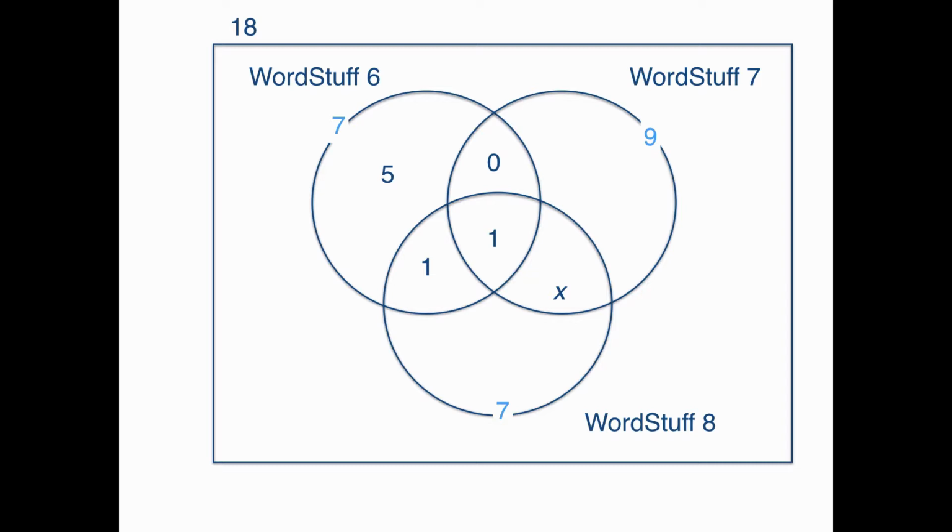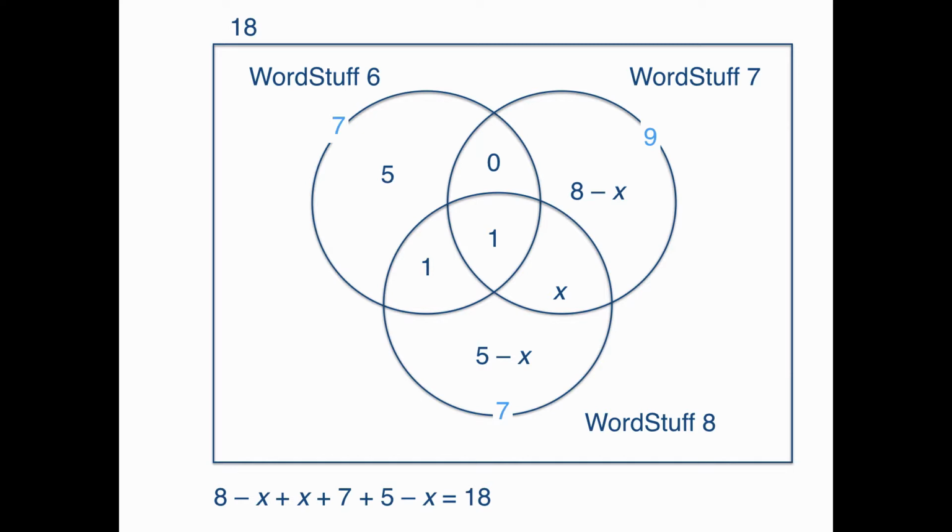Now, in the WordStuff 7 set, we can fill in the missing figure. We have already shown one contractor, so the expression to go in this section has to be 8 minus X. Similarly, in the WordStuff 8 set, our missing number should now be represented with 5 minus X. Remember that we have 18 contractors in total, so all those numbers need to add up to 18.